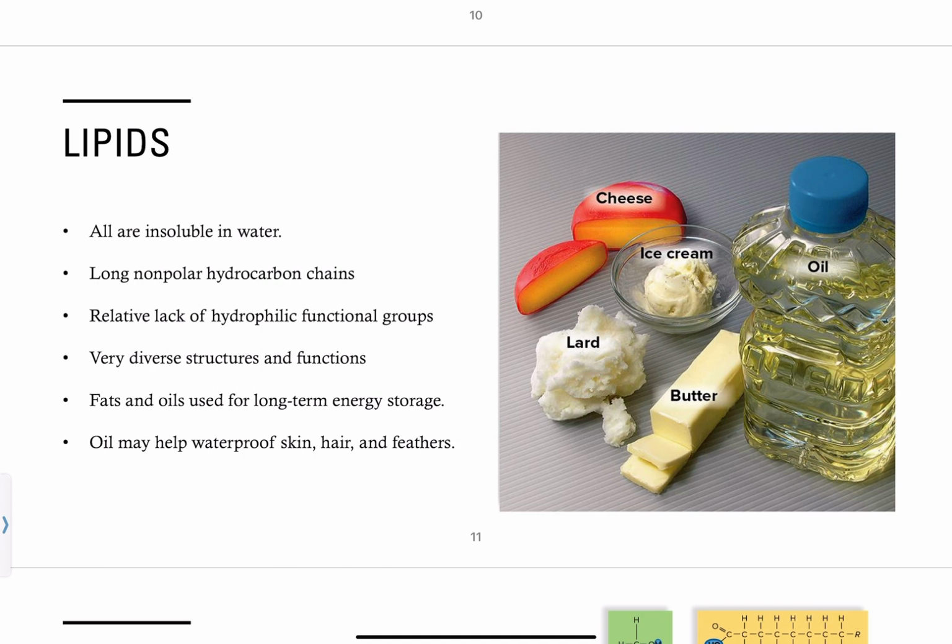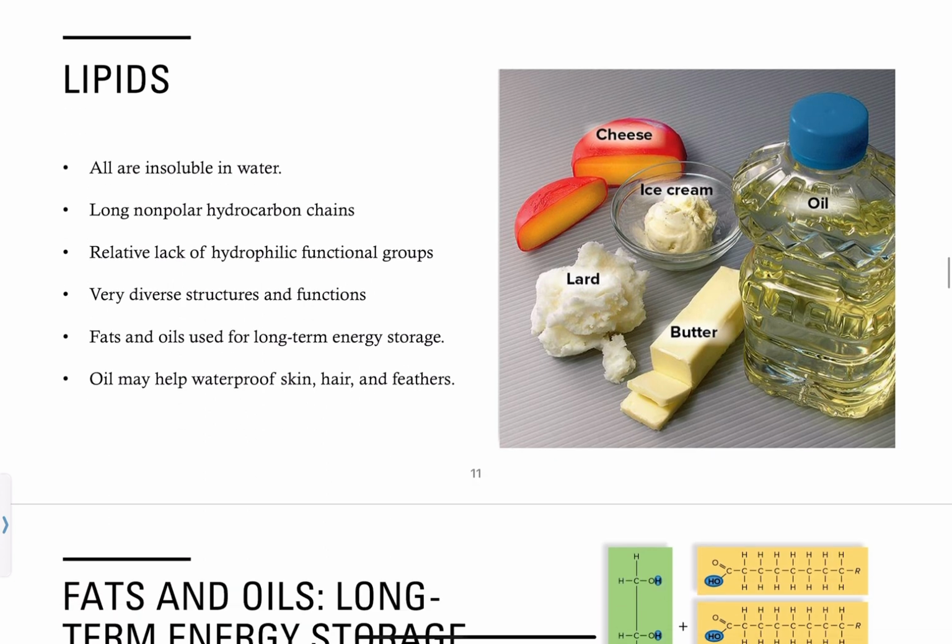So we have fats and oils for long-term energy storage. We also have phospholipids, which are going to make up our cell membranes. And then we have steroids, which are for signaling and regulation. So again, they're all very structurally different, so there is no true monomer when we're talking about this class of macromolecules.